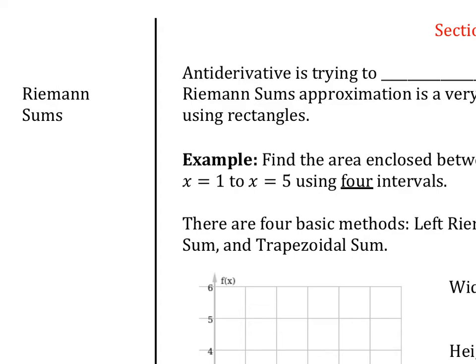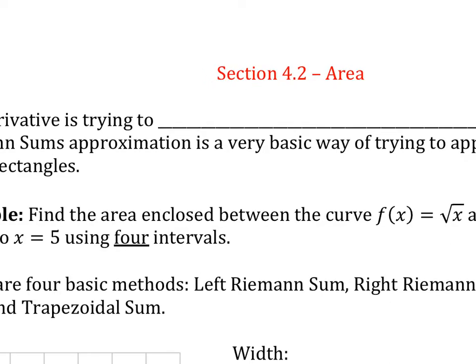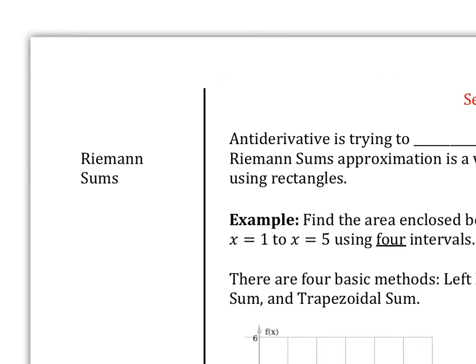All right, section 2 is area. So integral is really just finding the area under the curve. And yesterday we learned this word called antiderivative. Antiderivative means the same as integral. So Riemann sum is going to be a word that you're going to see a lot. Riemann sum is a way of finding that area under the curve.